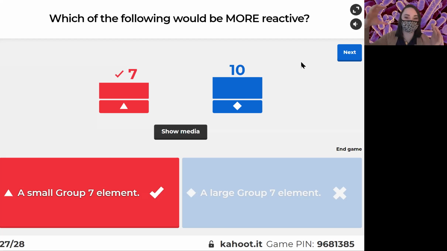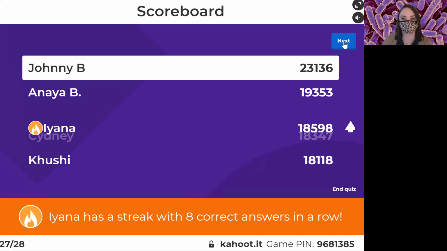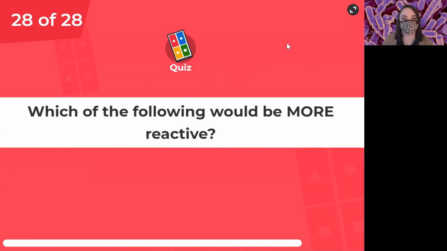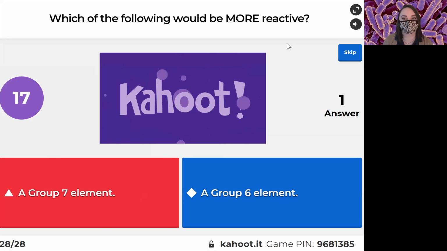A big beefy atom on that side of the periodic table has such a long distance between the nucleus where the protons are and the electrons it's attracting that the attraction is weak. So a weaker attraction for the nonmetals means less reactive. This is kind of the opposite of what we just thought of for the metals. All right, one last one. Which would be more reactive?